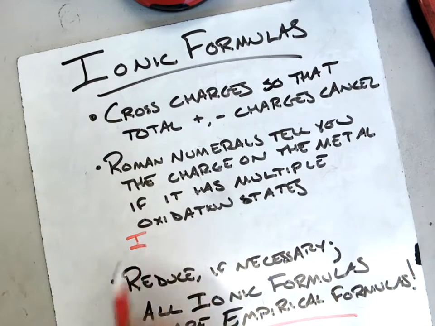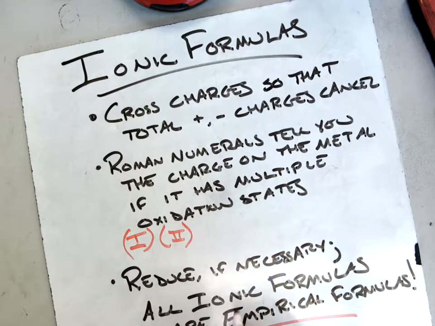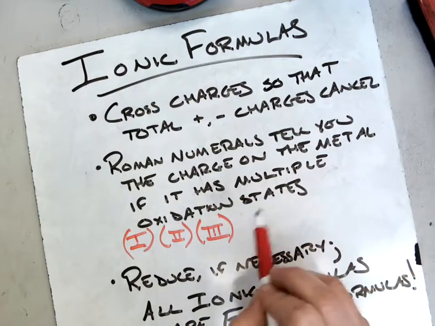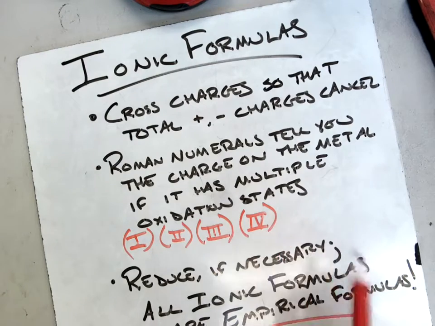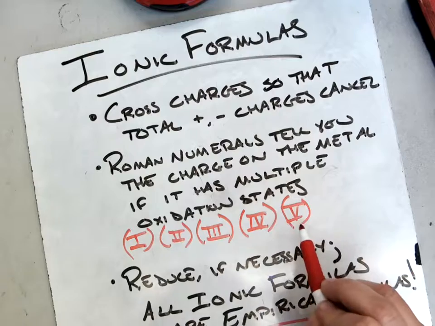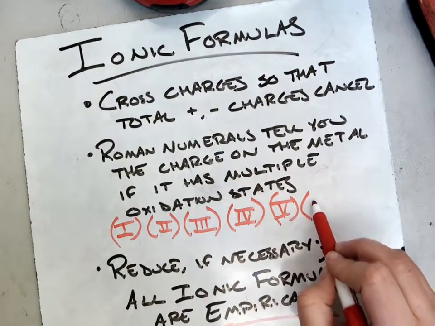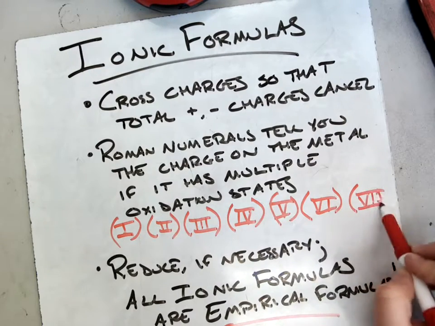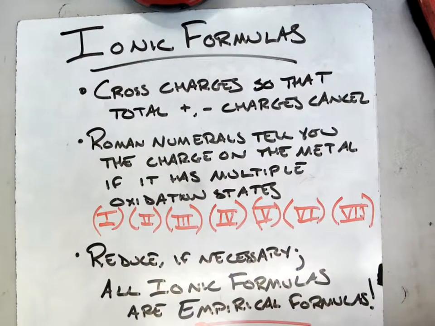So if there's an I, that's a +1. There's a II for a +2, III for 3, and then 4 would be IV. 4 would be 1 less than 5. 5 is a capital V. As I've said before, it may or may not look like that. It might just be a V. And then as you go more than 5, you go VI for 6, VII for 7. That's about as crazy as it's going to get for charges on metals, a +7.